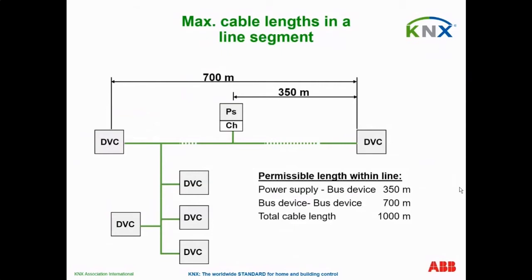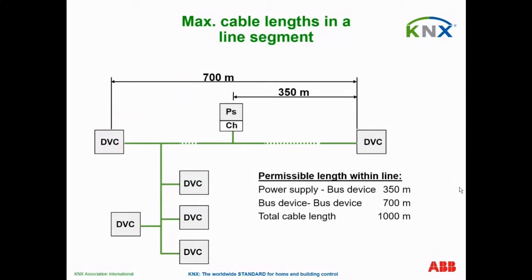And between the two furthest devices, if we go in two different directions, the maximum distance between devices is 700 meters. And this is all to do with how KNX functions and how KNX communicates on the bus line. But they're important figures to remember.